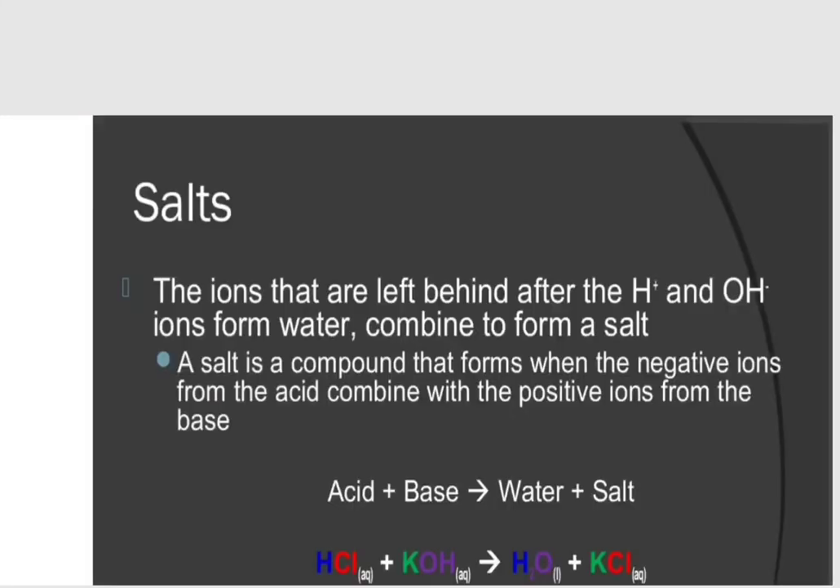Okay. What is salt? Salts are formed when an acid reacts with a base. Hydrochloric acid plus sodium hydroxide gives sodium chloride, NaCl. This is common salt, and we also get water. You can see this here. A salt is a compound that forms when the negative ion from the acid combines with the positive ion from the base.